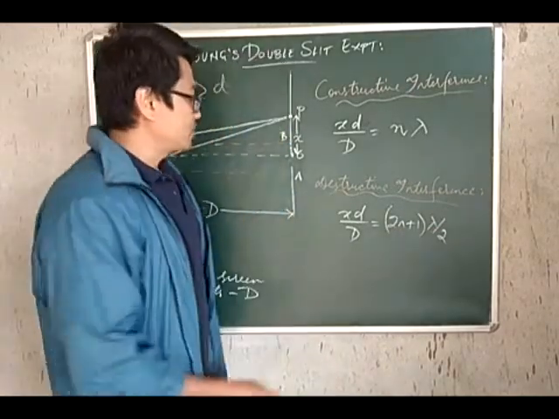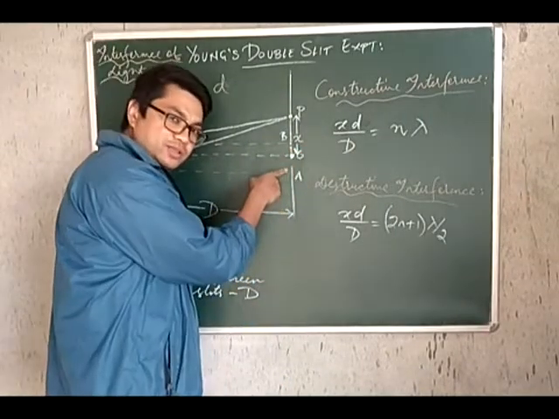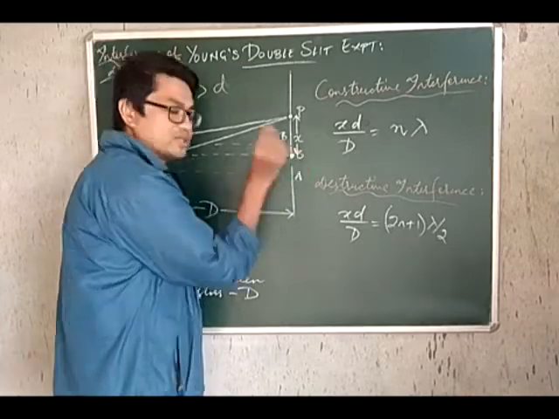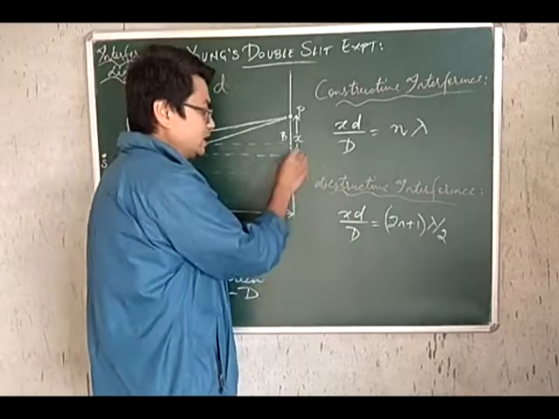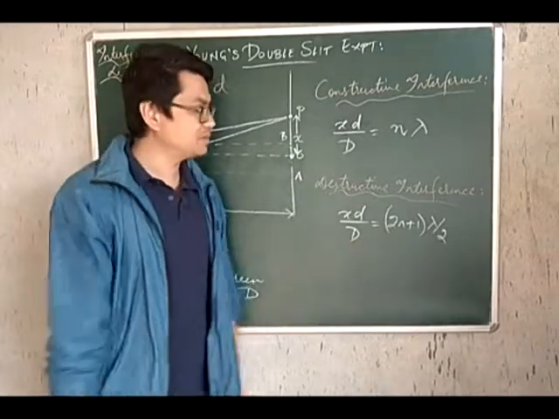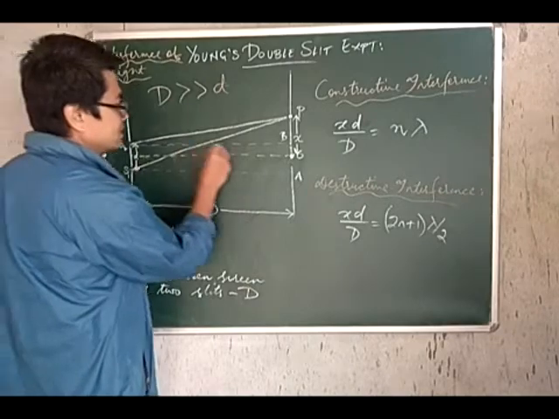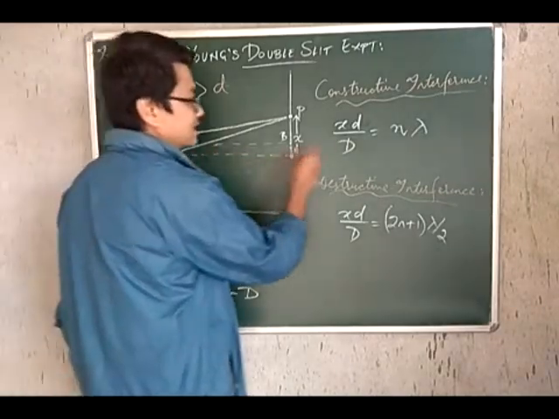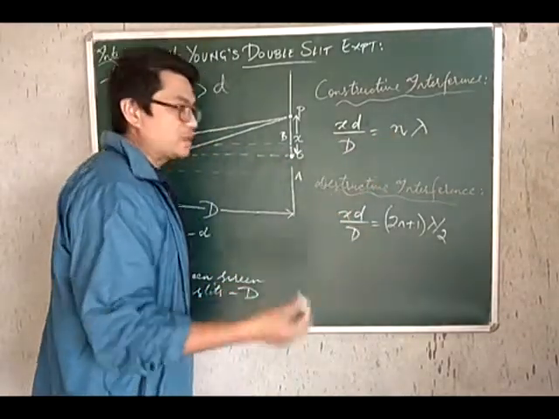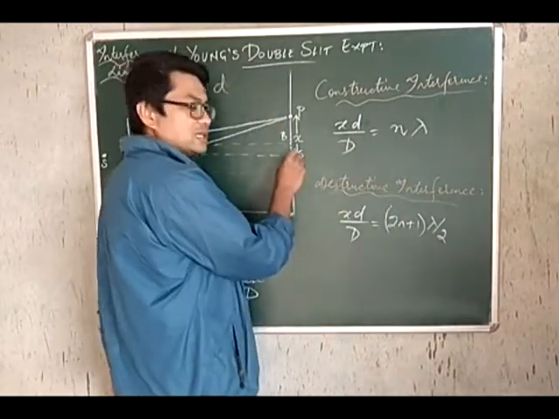Alright, so for the central bright fringe at point O, since O is the midpoint on the screen, we call this a central bright fringe or central maximum. For central maximum, the path difference is 0. There is no path difference. That is, n has to be 0. So if n is 0, that is the bright fringe for the central maximum.